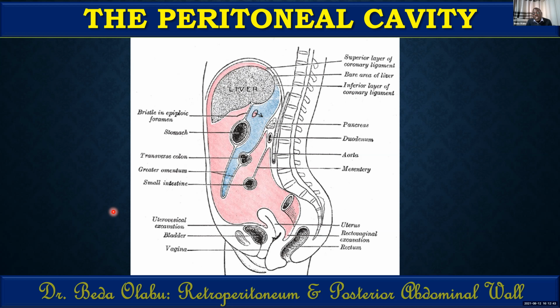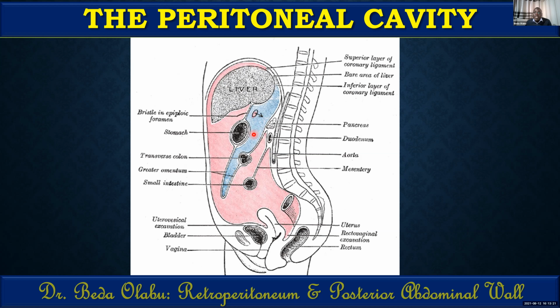Basically, there are two peritoneal cavities within the abdomen. There's what we call the greater sac, and there's what we call the lesser sac. The greater sac, as the name suggests, is a larger space, and is the one that I'm demonstrating right now. So that's the greater sac of the peritoneal cavity. Then there's the lesser sac of the peritoneal cavity, which is this one here.